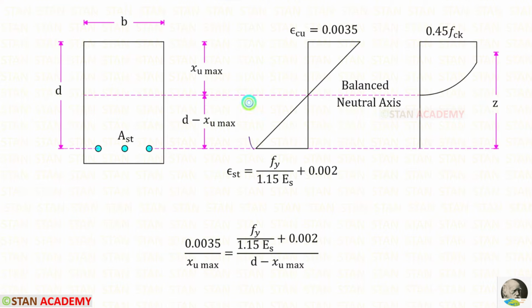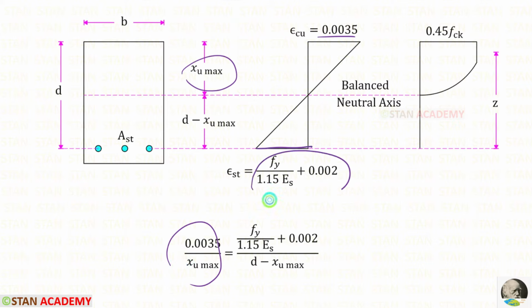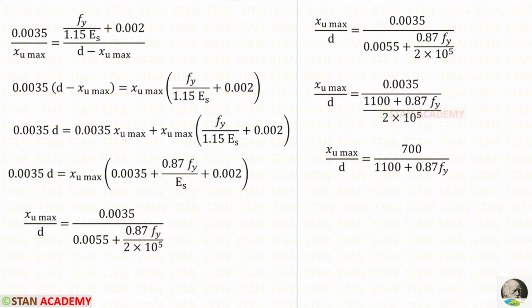Let us take the strain diagram. We can apply similar triangle rule. 0.0035 upon xu max will be this upon d minus xu max. We can take d minus xu max on the other side and xu max on the other side. We can multiply this with this. This into this, we will get minus 0.0035 xu max. We can take that on the other side, so it will come as positive. We can take xu max outside.